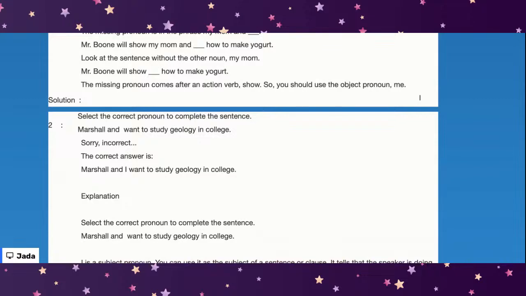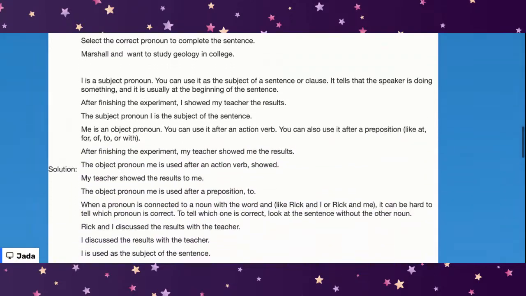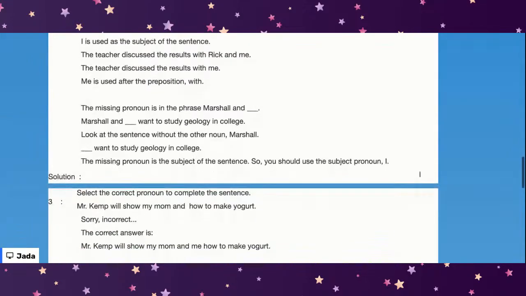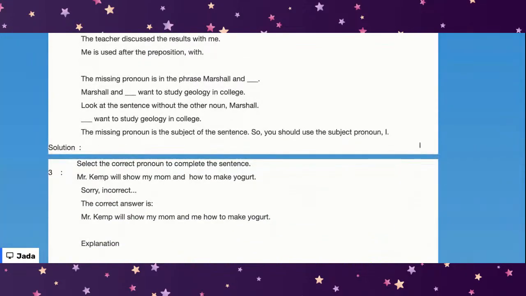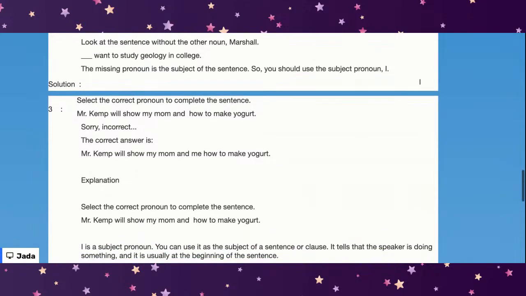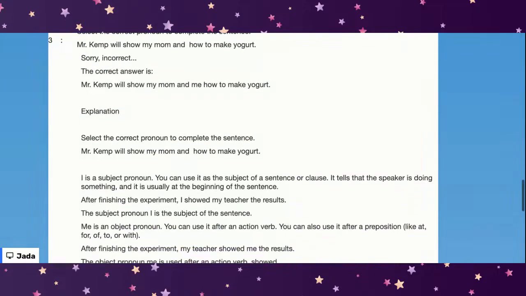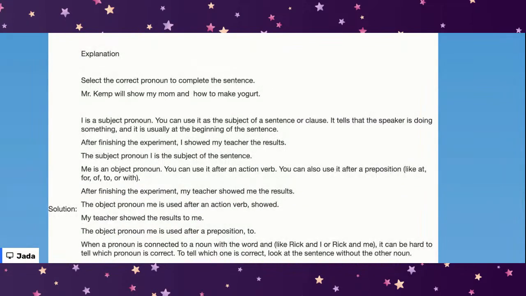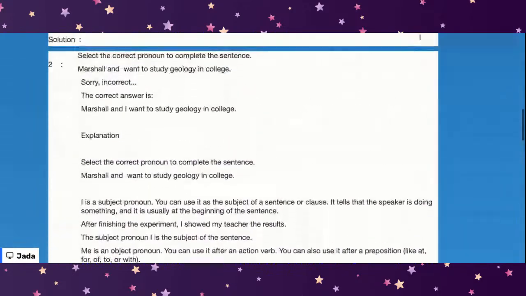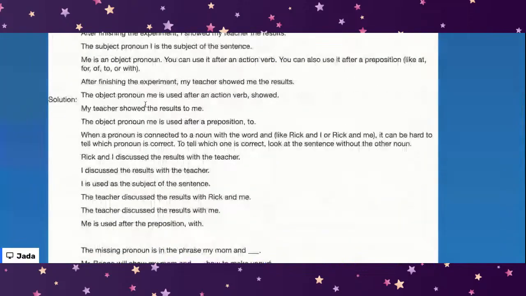And then, Masha and blank want to study geology in college. So is it Masha and me or Masha and I? You have to use the subject pronoun I because you can say I want to study geology in college. Mr. Kem will show my mother and blank how to make yogurt. Of course, it's going to be my mother and me. So these are different ways whereby you can use me and I.